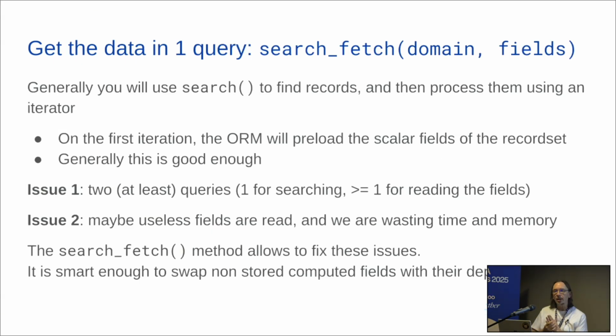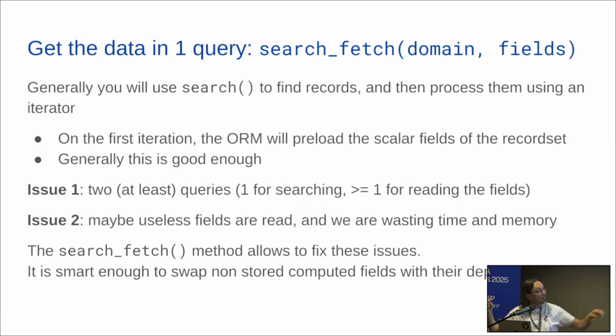A few things about getting the data fast. The ORM is designed, and I mean the progress they made in 16, 17, 18 is just fantastic. So kudos to the guys, Raphaël Collet and friends, working on that at Odoo. It's great. In 18, there's search fetch. And search fetch allows you to pinpoint exactly which fields you are going to use in your loop.